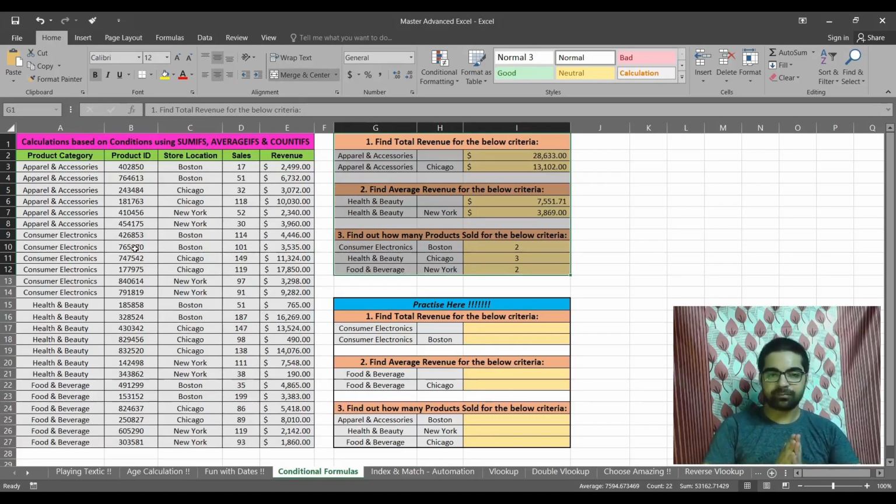One more thing I will tell you, I'm talking about an interview: they won't tell you that you have to use SUMIFS, AVERAGEIF or COUNTIF. You have to see the data, how they have given the data, and what questions they have asked. On the basis of that you have to identify on your own whether to use SUMIFS, AVERAGEIFS or COUNTIF. I will tell you in detail how to find out.